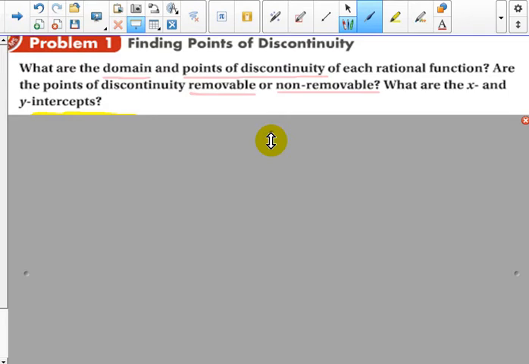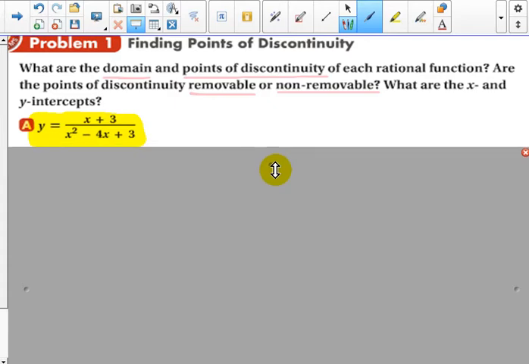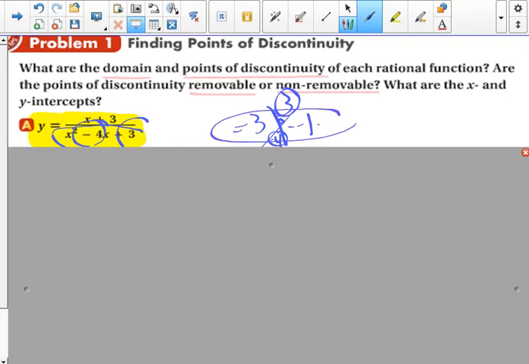So domain, let's look at the problem first, and let's see what they're giving us. Y equal x plus 3 over x squared minus 4x plus 3. Well, right off the bat, I see that quadratic, and I need to factor that baby, right? So I'm going to say, what 2 factors of 3 add up to be -4? Well, it would be -3 and -1, because when they're multiplied together, you get a +3. When you add them, you get a -4. So we know those are our numbers, so it's going to factor into x minus 3 times x minus 1, okay?